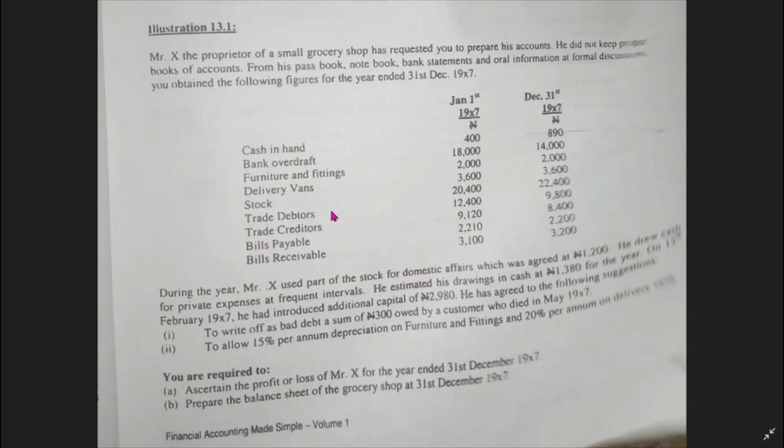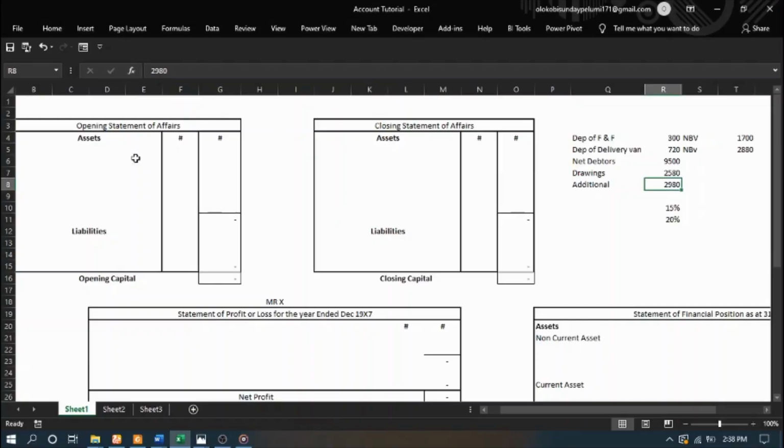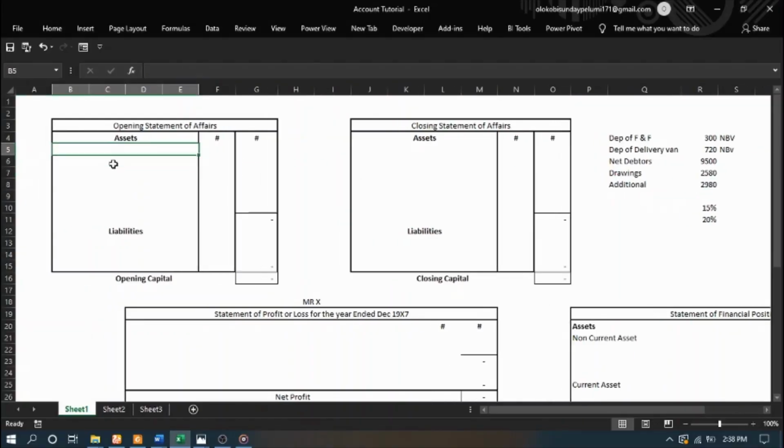Alright, so we can now prepare our statement of affairs. Let's quickly prepare our statement of affairs. Open the statement of affairs. So the assets. The first asset we have is furniture and fittings. So we have delivery van. We have stock, that is inventory. We have trade receivable, as our trade debtors.